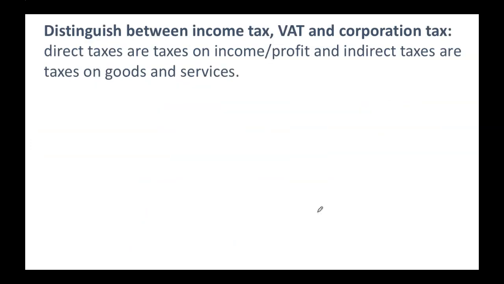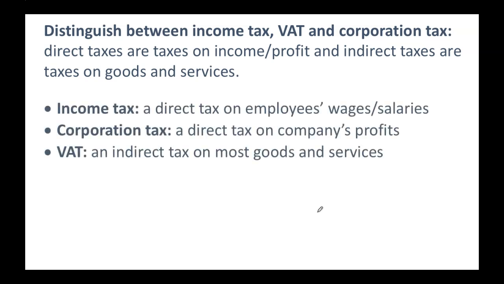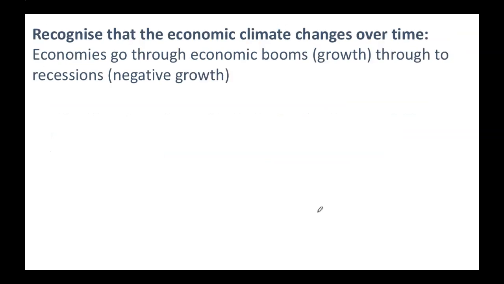Looking in a little bit more detail at tax, because I mentioned a few different taxes, we've got, broadly speaking, two main types of tax: direct tax, which is a tax either on your income or the profit, and indirect taxes, which are taxes on goods and services. The main ones we need to know about are income tax, on employees' wages or salaries; corporation tax, a tax on the company's profits; and VAT, which is an indirect tax on most goods and services, currently 20%.